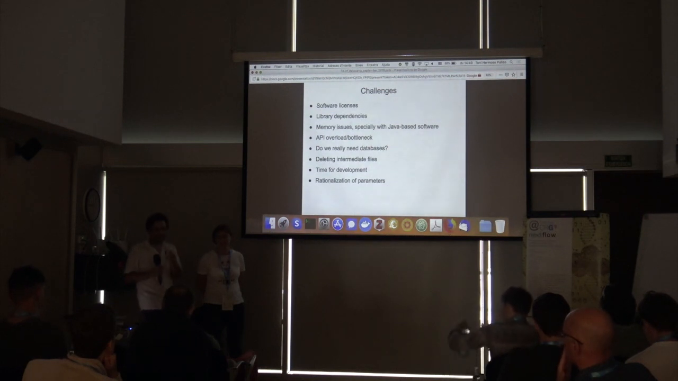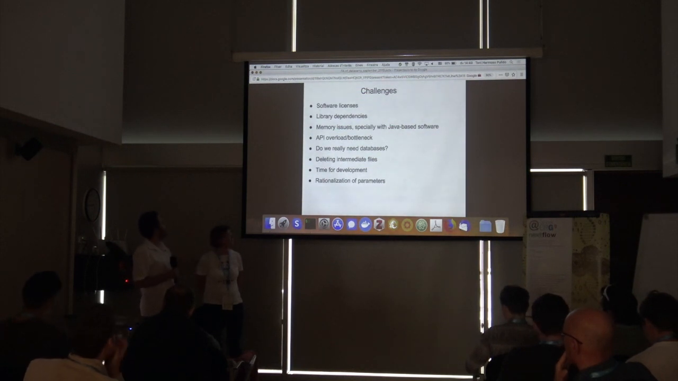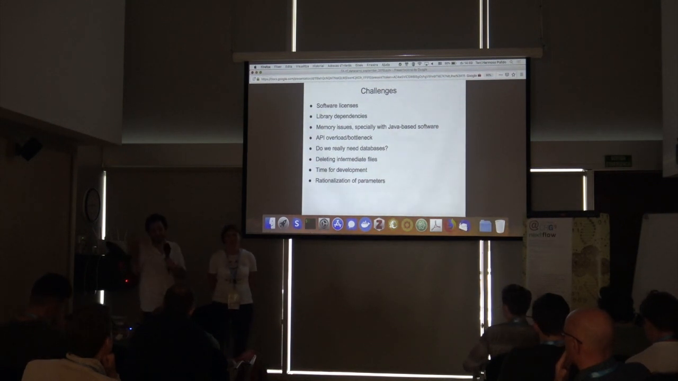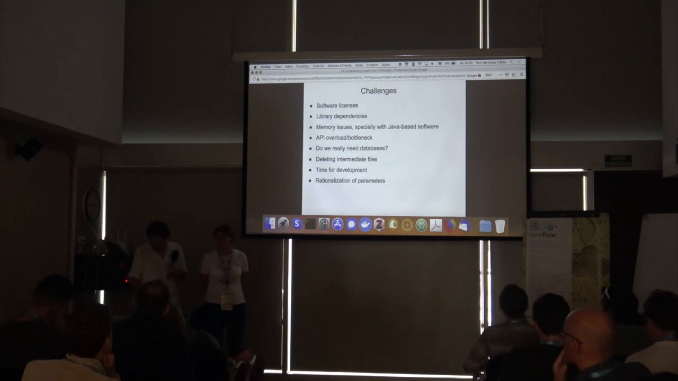But if you are running out of space and then there is quota, and this means money, it's a problem. Of course, all the time for development it represents, no? And also rationalization of the parameters. So which parameters should we use? Are we putting more or fewer parameters? Should it be handled that way or the other? And that's it, more or less.